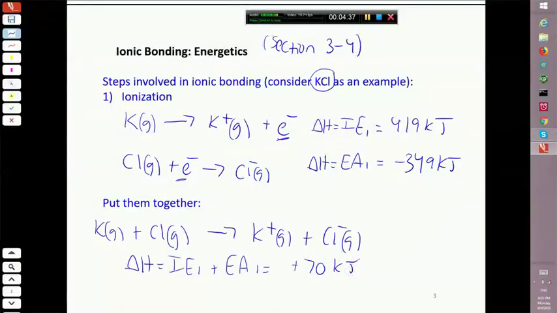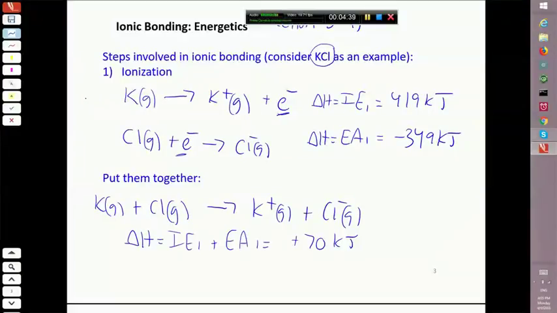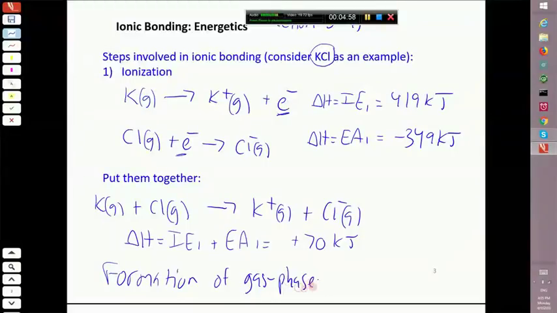And something you'll talk about in more detail in Chem 2 is that most processes that are favorable have negative delta H's. This one has a positive delta H. Its energy increases, and most things that happen in nature involve decreasing the energy. There's more details than that, but we'll skip those for now. But the point is that the formation of gas phase ions is unfavorable in most cases.